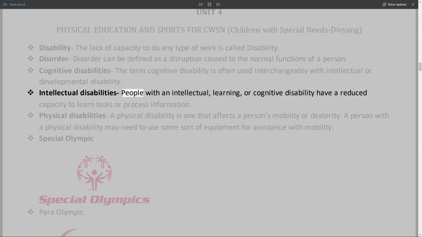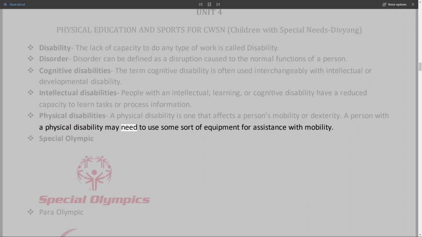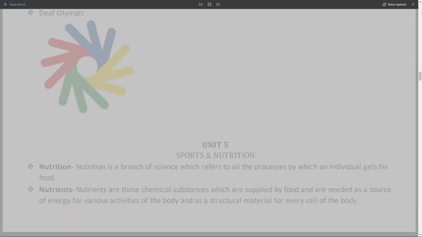Intellectual disabilities. People with an intellectual, learning, or cognitive disability have a reduced capacity to learn tasks or process information. Physical disabilities. A physical disability is one that affects a person's mobility or dexterity. A person with a physical disability may need to use some sort of equipment for assistance with mobility. Special Olympics, Paralympics, Deaflympics.